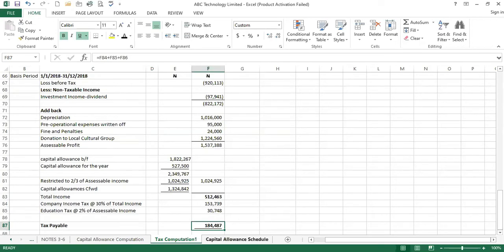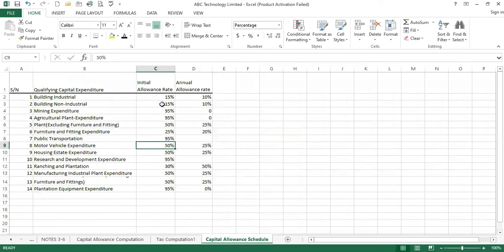Okay, so that's it. As I said, tax calculation is dynamic, but of course, the essence of this lecture is also, some of us are practicing already, to put you in proper perspective to be sure of what you are doing. Okay, and I will quickly show you the capital allowance schedule. This is the capital allowance schedule. I've already explained the schedule in my PowerPoint presentation. Initial allowance, annual allowance rates. You can always use this when you are doing your capital allowance computation.